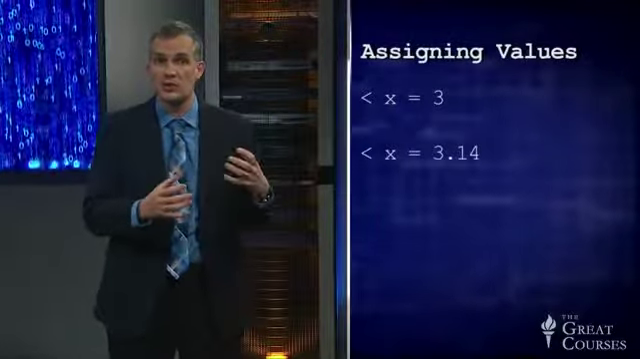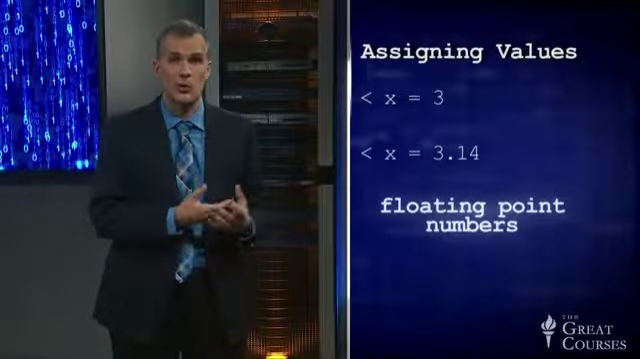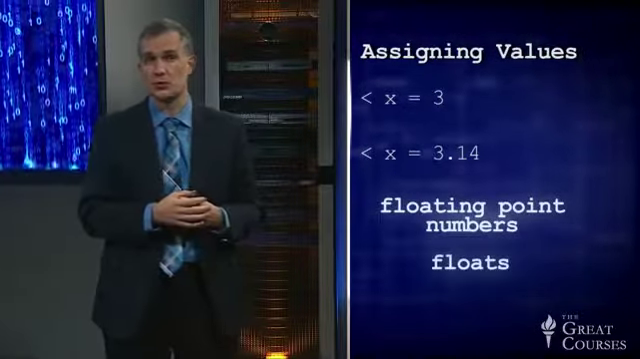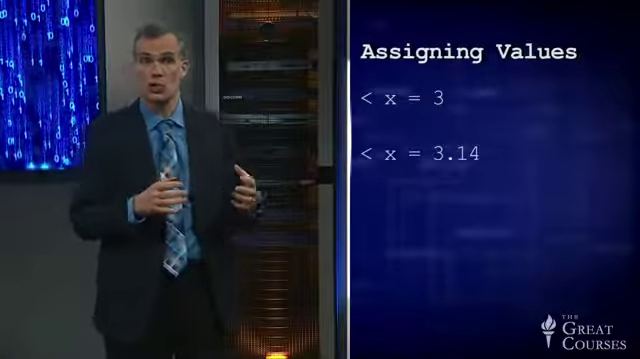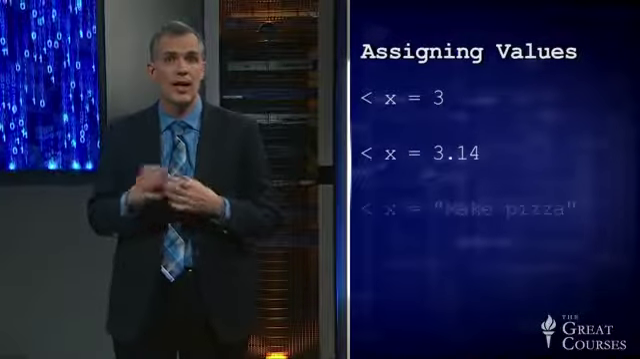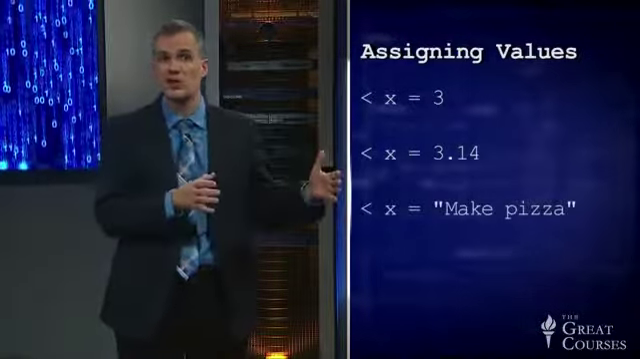Now, the right-hand side can actually be something more complicated. It could be numbers with a decimal point, which are called floating point numbers, or floats for short. Or we could assign words. For example, x is assigned the value "make pizza".